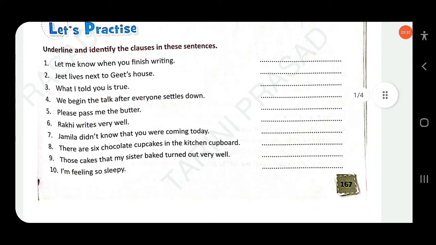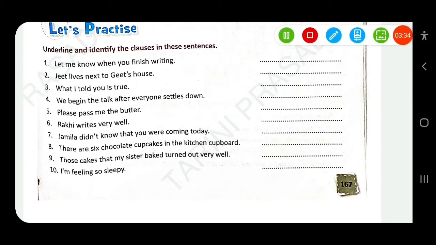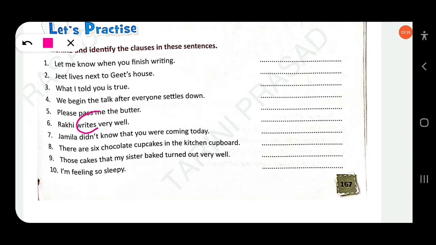How do we identify whether this is a main clause or a subordinate clause? If there are two finite verbs, then there will be a dependent clause. Here there is only one finite verb, pass, so this is an independent clause. Then next, Rakhi writes very well. Here also there is only one finite verb, writes, so this is an independent clause, or we call it a main clause.